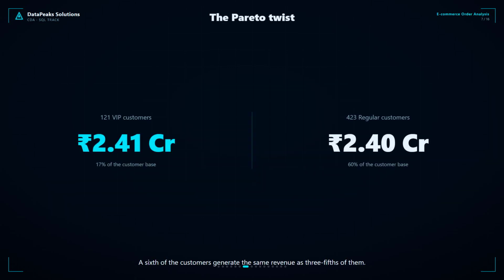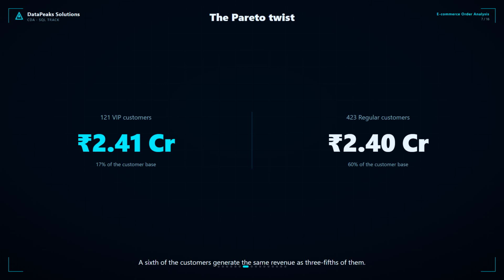What if 181 customers generated almost the same revenue as 423 customers? That's a business insight you can't afford to ignore. Using SQL, we divided customers into VIP and regular segments based on their spending. The results are eye-opening. 181 VIP customers generated 2.41 crore rupees, while 423 regular customers generated 2.40 crore rupees.